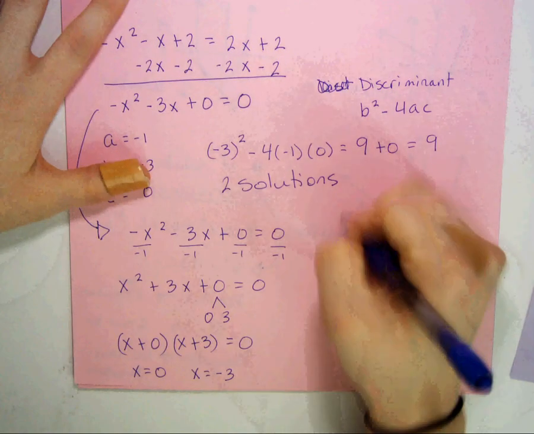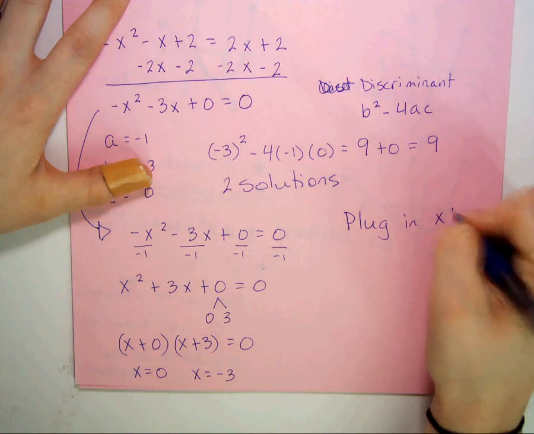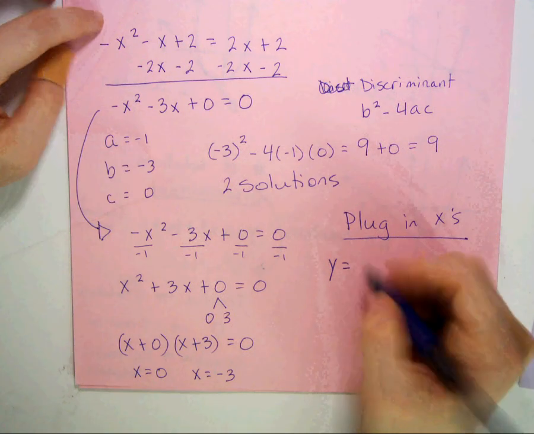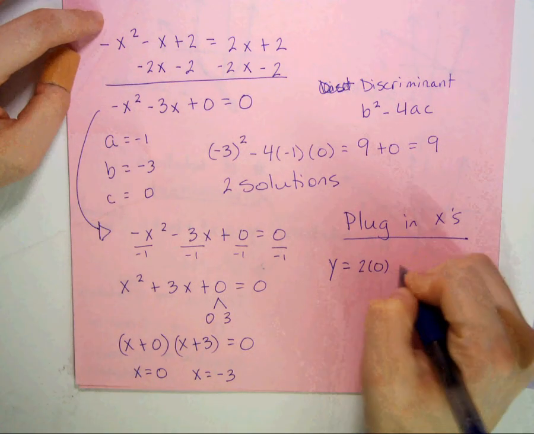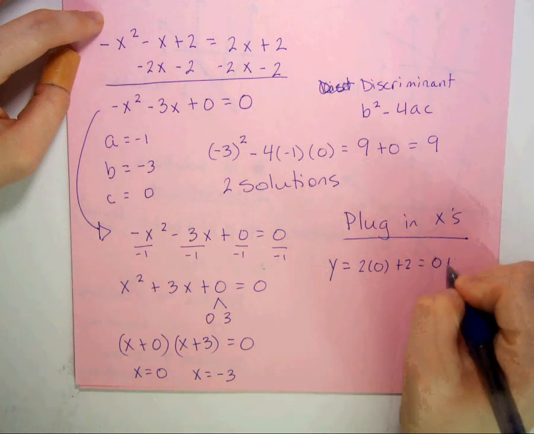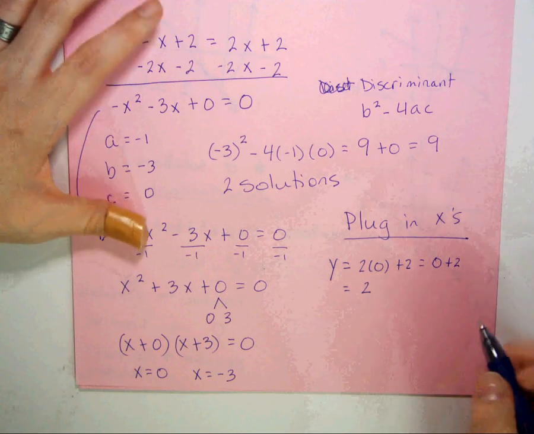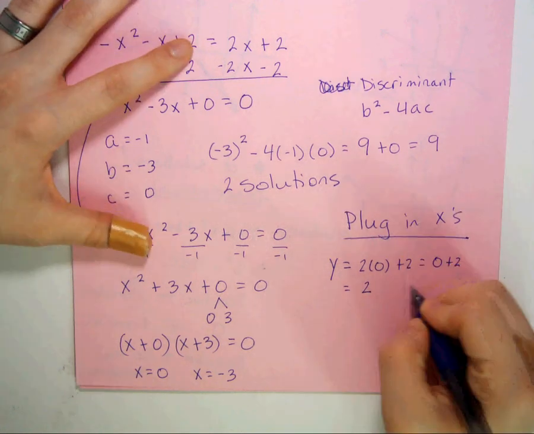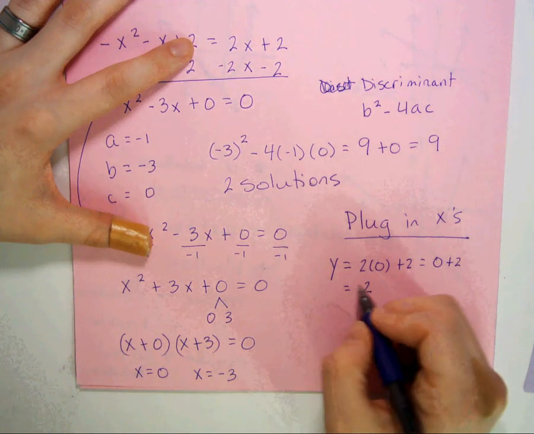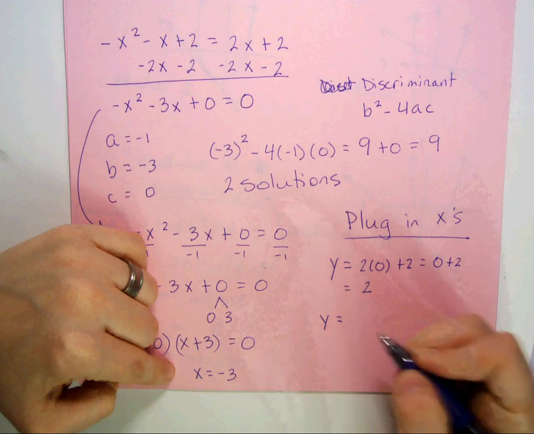So in this case, I'm going to plug in x's. I get y equals, when I plug in 0, 2 times 0 plus 2, which equals 0 plus 2, which equals 2. So I have the solution 0, comma 2. I'll write that in a second. And then I'll plug in negative 3.